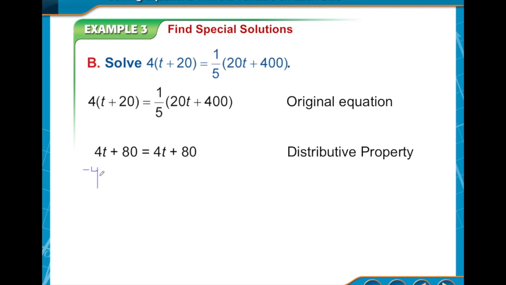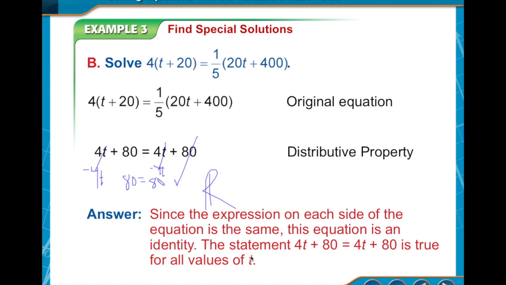So if you did 4t subtraction on both sides, this will go away, this will go away, and you'd have 80 equals 80. And now since the variable's gone, my question to you is, is this a true statement? It absolutely is. So since this is a true statement, your answer should be all real numbers. So any value of t will work for this equation. But you can just write all real numbers for 3b. And we've worked on these special cases before.